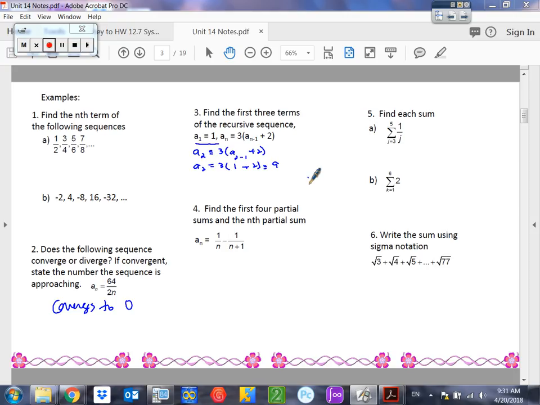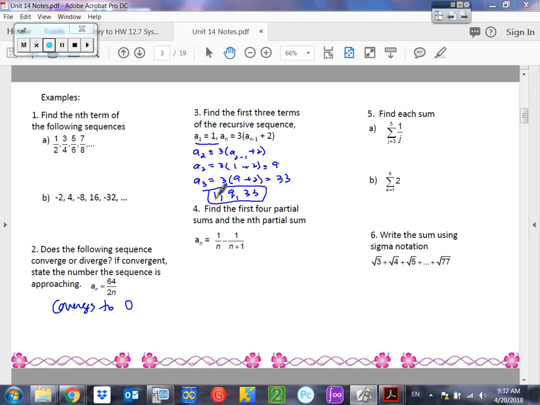All right, so I'm just going to go to the third term. We would do 3 times the previous term, which is 9, plus 2. And what is that? 11 times 3, or 33. So my first 3 terms are 1, 9, and 33. Okay, and that's just a reminder of what a recursive sequence looks like.